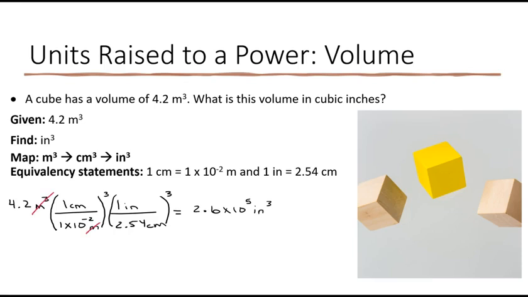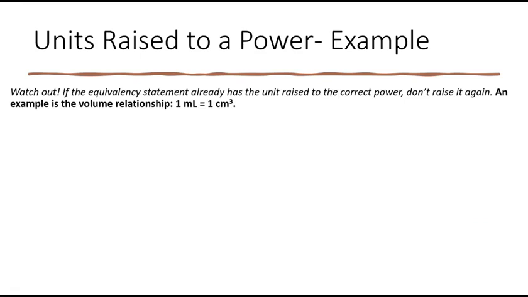The units that we don't want should cancel out with logical flow. Units raised to a power. An example: sometimes we have to watch out that we don't raise conversion factors to a power because the ratio is already to the appropriate power. An example of this is the volume relationship that 1 ml is 1 cubic centimeter. Let's do an example problem.